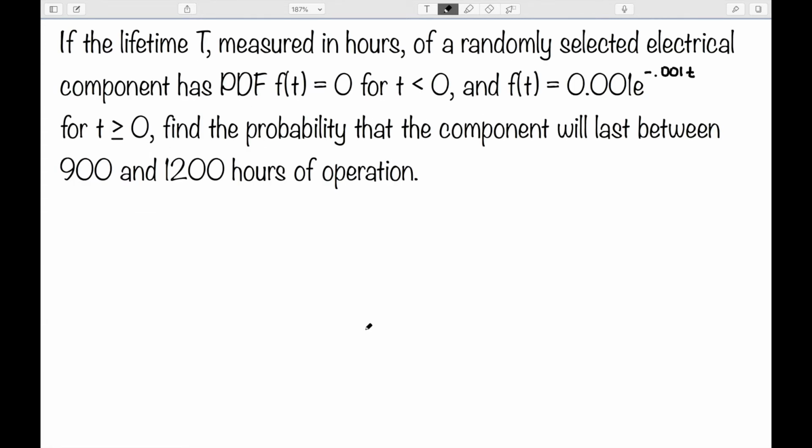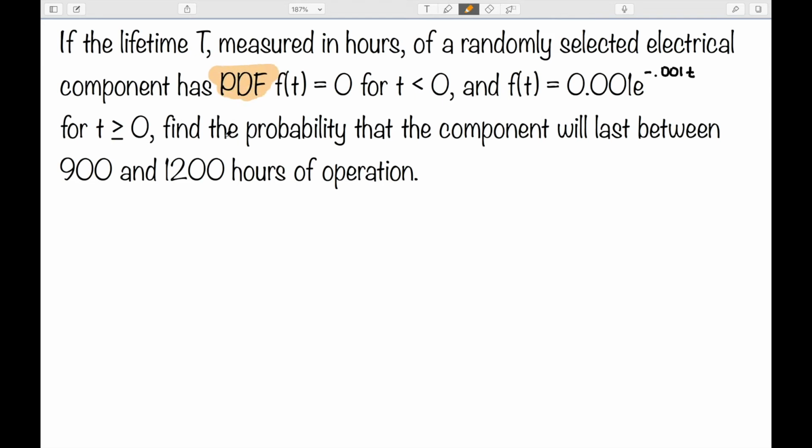If the lifetime t, measured in hours, of a randomly selected electrical component has a PDF of f of t equal to 0 for t less than 0, and f of t equal to 0.001 e to the negative 0.001 t for t greater than or equal to 0, I want to find the probability that the component will last between 900 and 1200 hours.